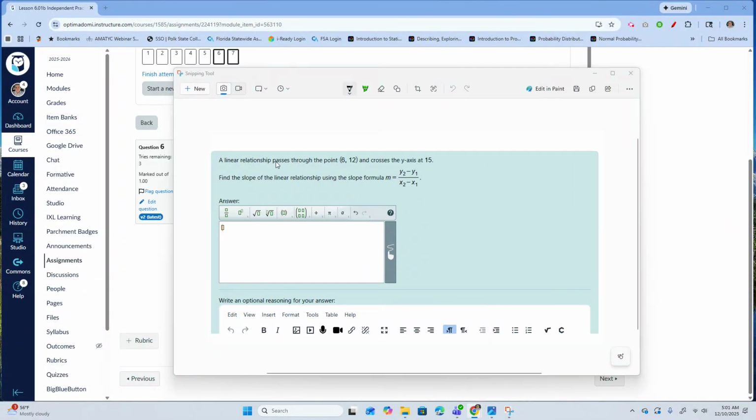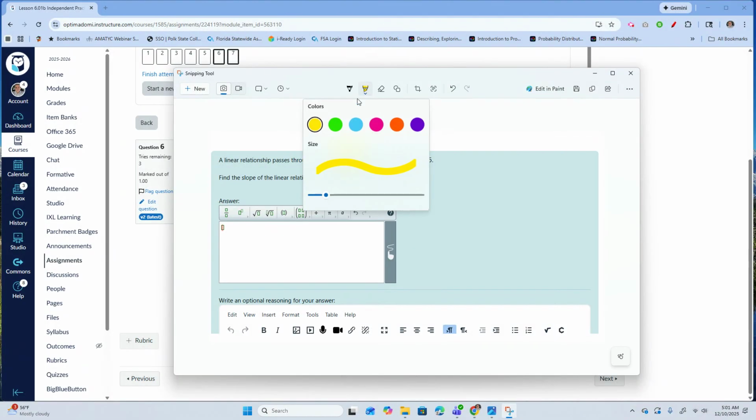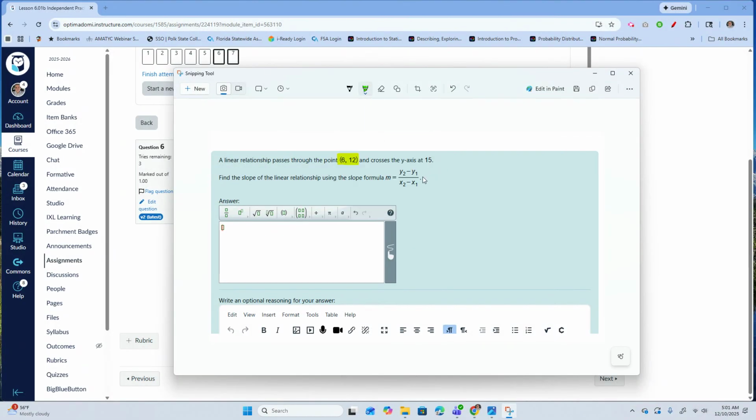So here is problem number 6. And again, they gave you 2 points. So let me highlight it in yellow, the first point. So here it is. Now, the points, when they're written as numbers, as a pair of numbers, they put it in parentheses. I got my first point, but I don't see a second pair.